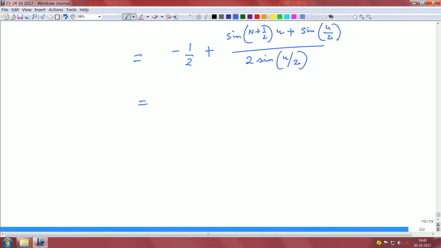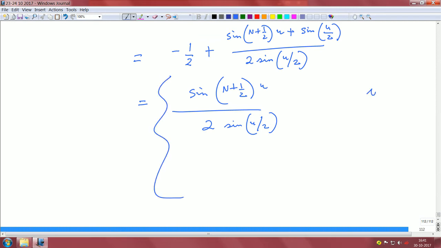You could simplify this, because this sin u upon 2 and this will cancel out, this half and half will cancel out. So, therefore, you will end up with sin n plus half u divided by 2 sin u upon 2, and this is when u is not equal to 0. When u equal to 0, you apply L'Hopital rule and you will land up with n plus half, because the denominator will cancel out.